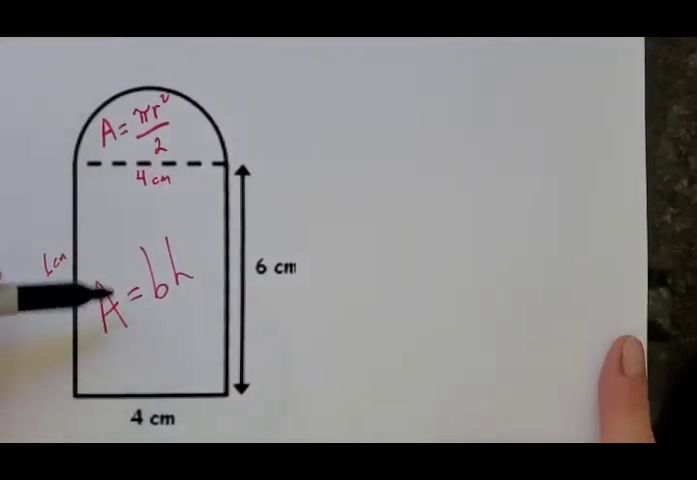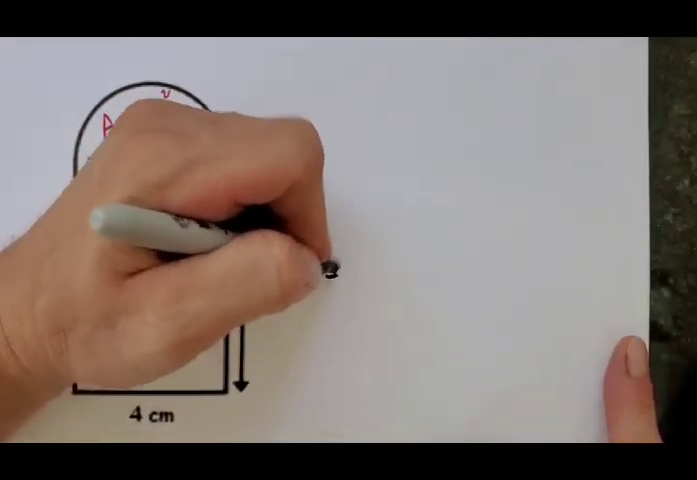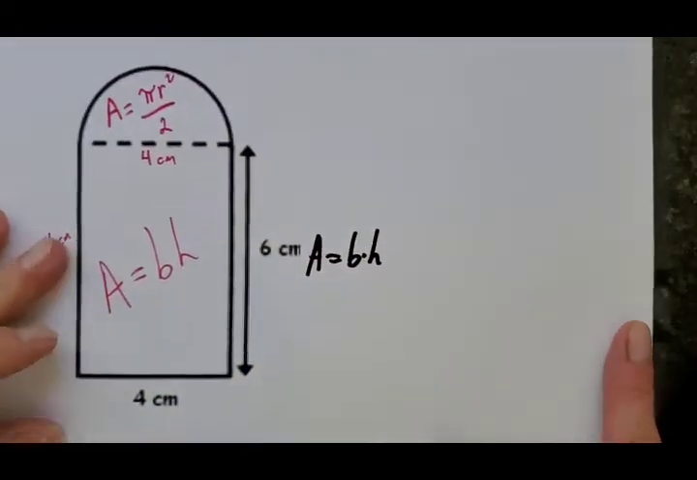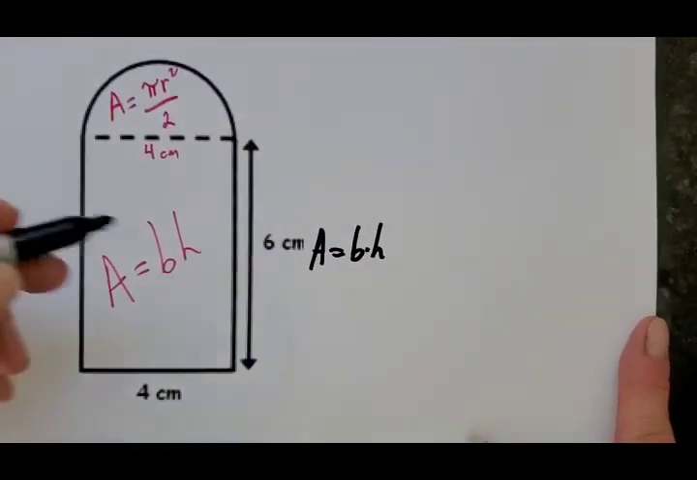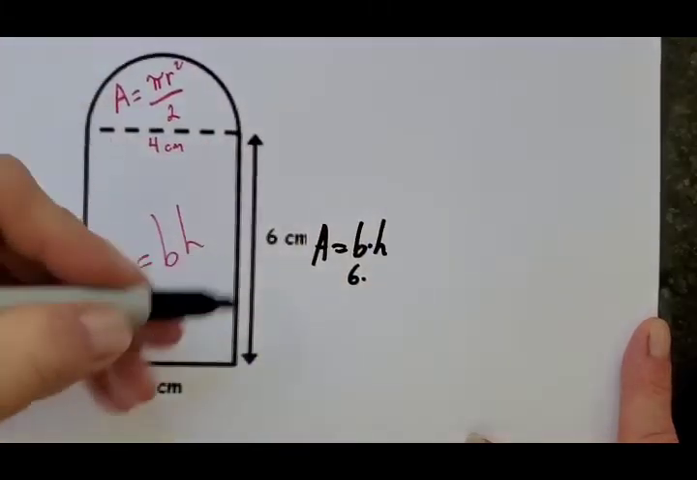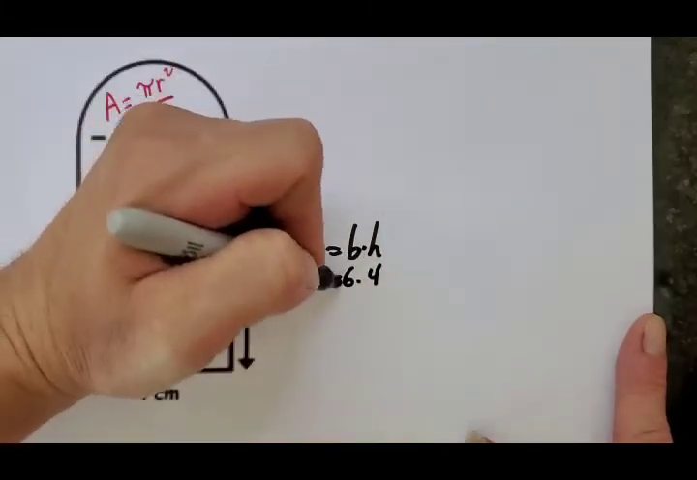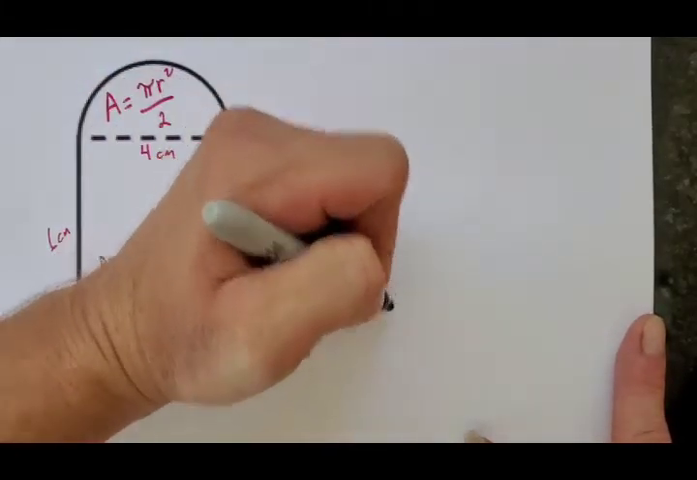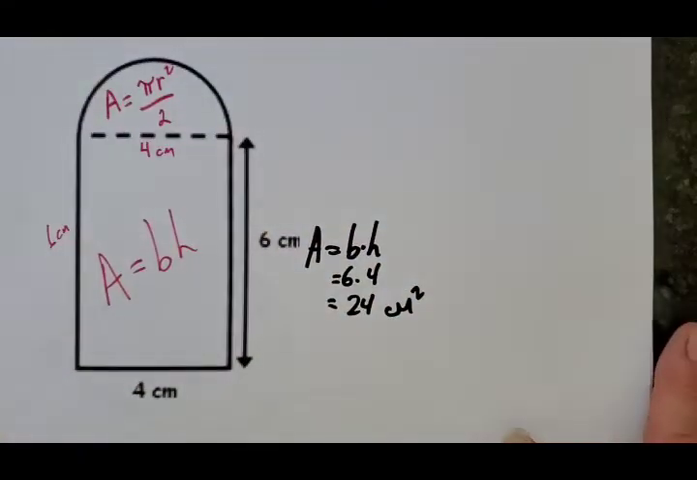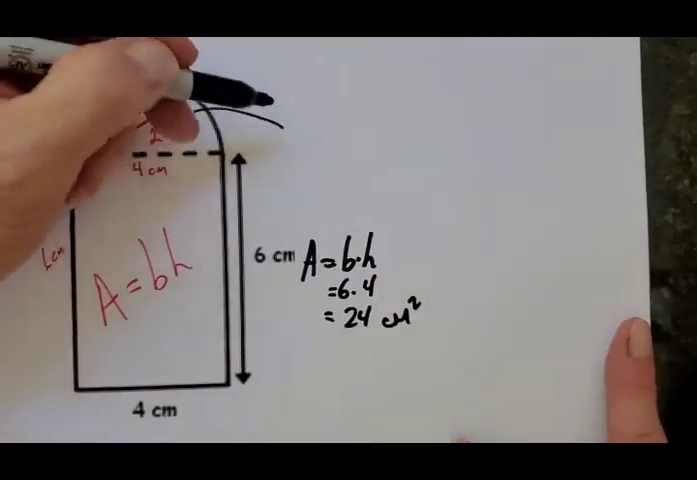There we go. I'll start with the easy one. I like to write it all out, not just because I'm showing y'all. Base times height. Base is 6. Height is 4. So the area of the rectangle is 24 square centimeters. Done. Now this. Be careful.